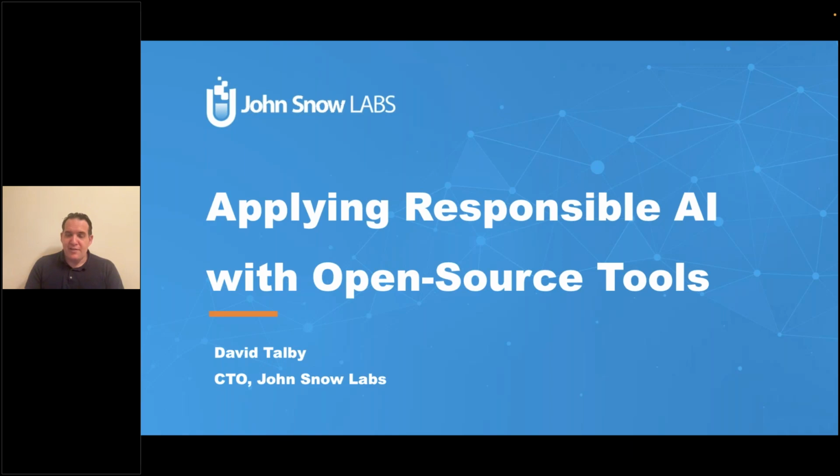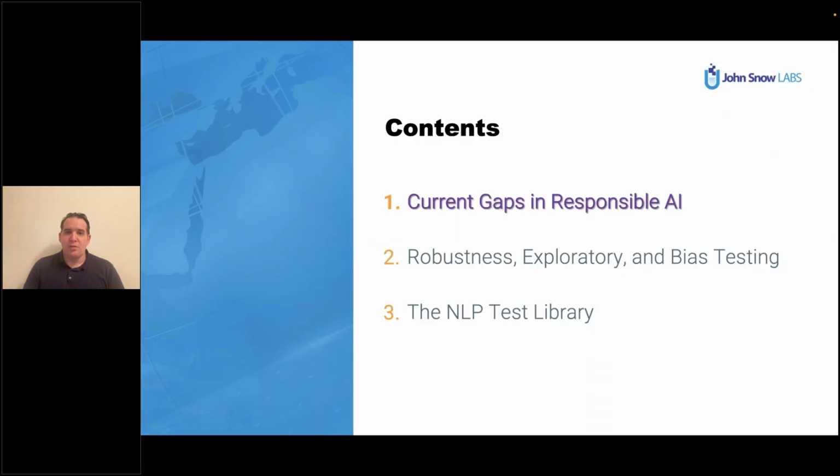My goal today is to help you apply and actually implement responsible AI principles in your data science projects. So we'll talk about what people are trying to do, what the current gaps are. Then we'll talk about some tools that are available to you in the open source realm, specifically on robustness testing, exploratory testing, and bias testing. And then we'll talk about the NLP Test Library, which is an open source library specifically for testing NLP models and large language models.